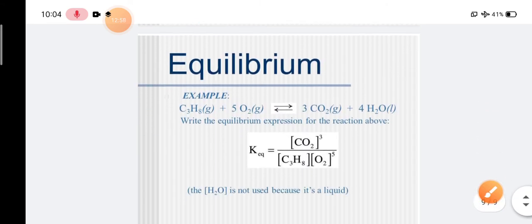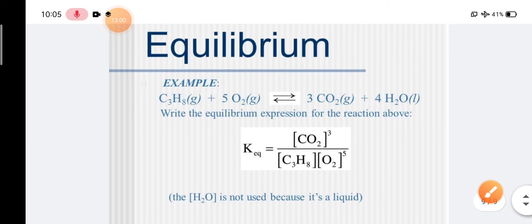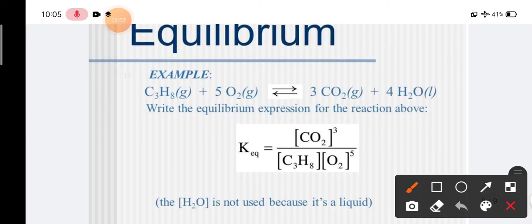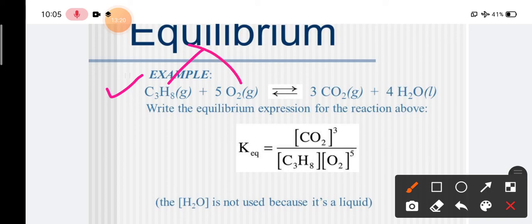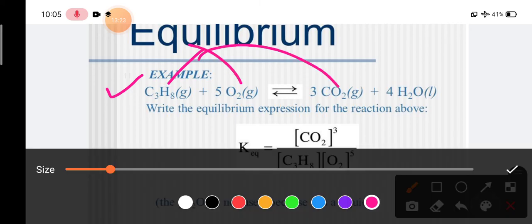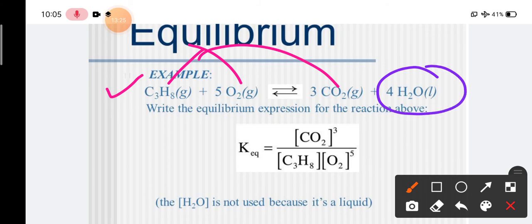Okay, let's take an example of that. Suppose this is a reaction: propane, C3H8, is undergoing catalytic oxidation here. There is 5O2 and it makes 3CO2 and 4H2O. Here you can see that all the compounds are mainly gases. Propane is a gas, oxygen is also a gas, carbon dioxide is also a gas. But here the 4H2O is a liquid, so we will not take this into the calculation of Keq.